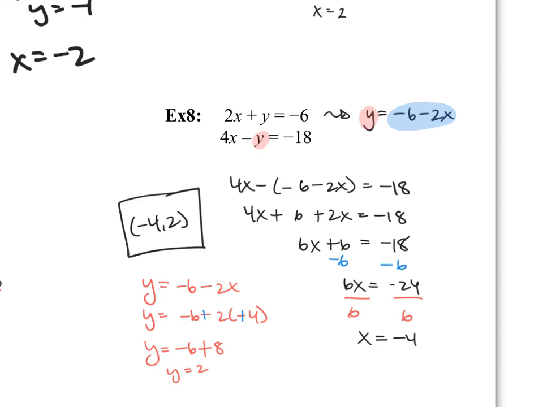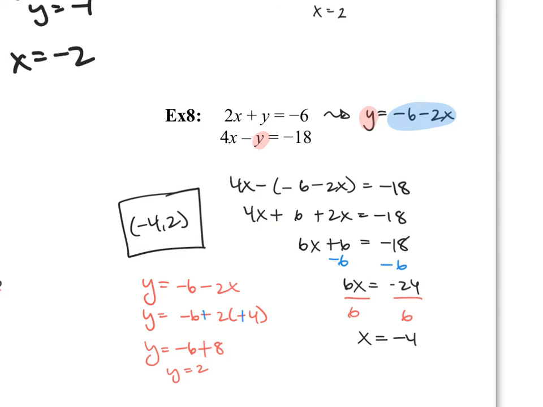Notice my y value, which is negative 6 minus 2x, is inside the parentheses, which means I'm distributing this negative sign through, which is why I have a positive 6 and a positive 2x, because the opposite of negative 6 is positive 6, and the opposite of negative 2 is positive 2.